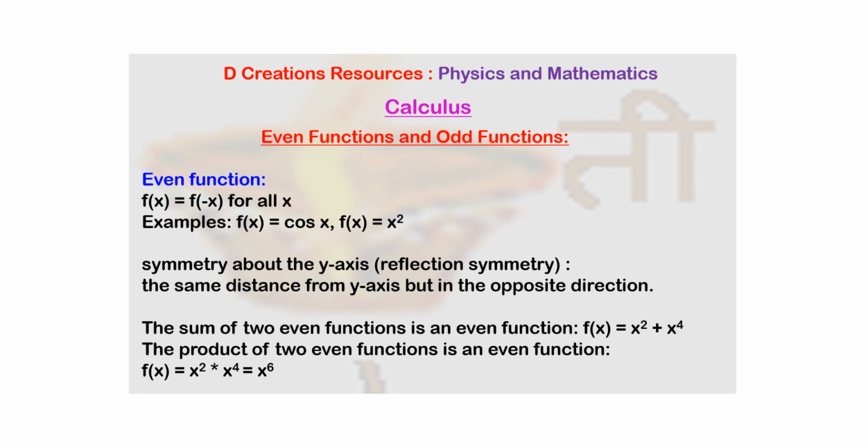So when do you call a function an even function? If f of x is a function, then if you take f of minus x, and if f of x is equal to f of minus x for all x, then it's called an even function. For example, look at the function cos of x. If you take cos of pi by 2 or cos of minus pi by 2, it is one and the same value. So f of x is equal to f of minus x.